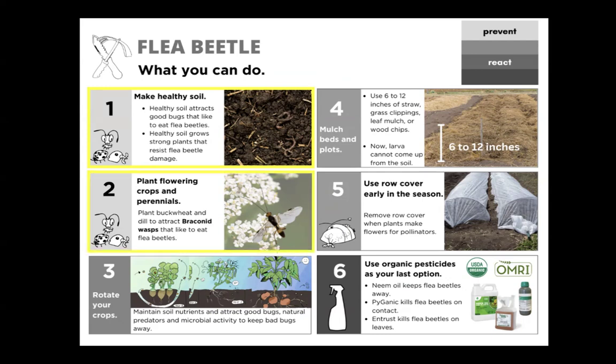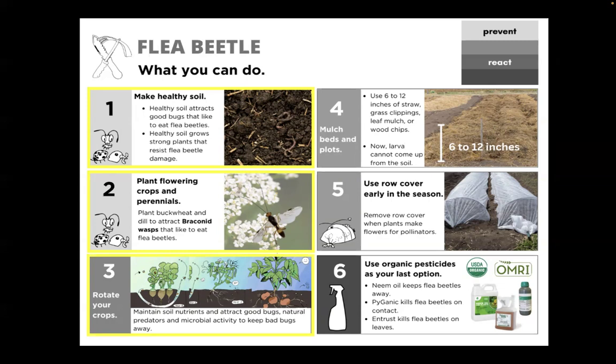2. Plant flowering crops and perennials. When you plant buckwheat and dill, you attract braconid wasps that like to eat flea beetles. This is a picture of a braconid wasp on some flowers. Third, rotate your crops. Rotate your crops to maintain soil nutrients and attract good bugs, natural predators, and microbial activity, which keep bad bugs away.